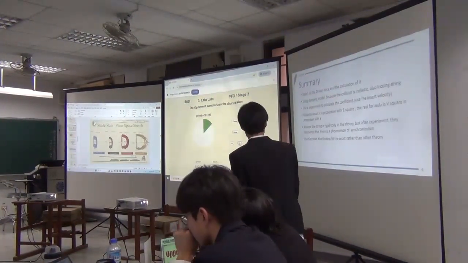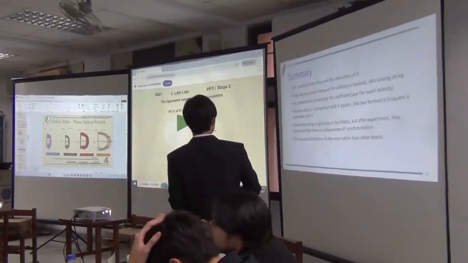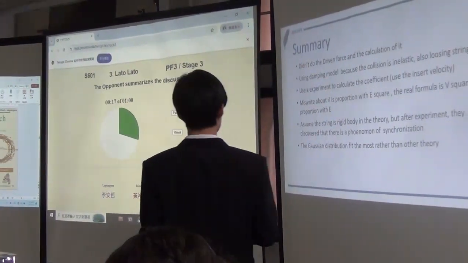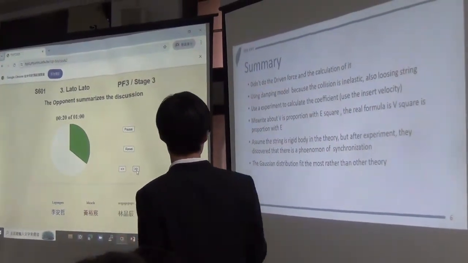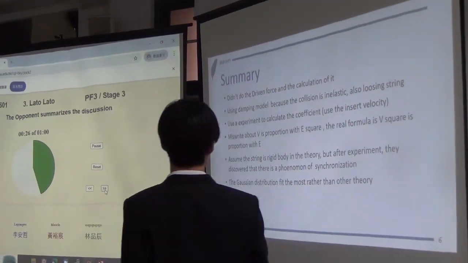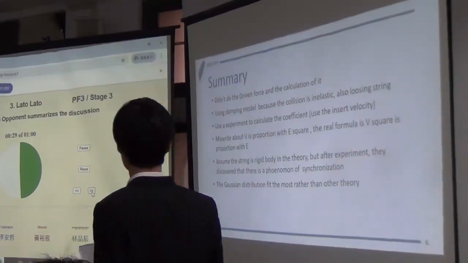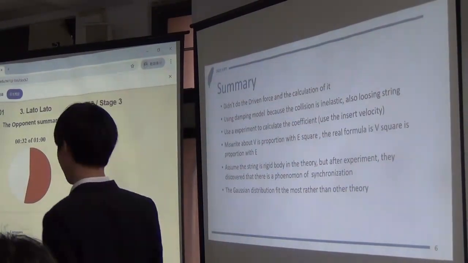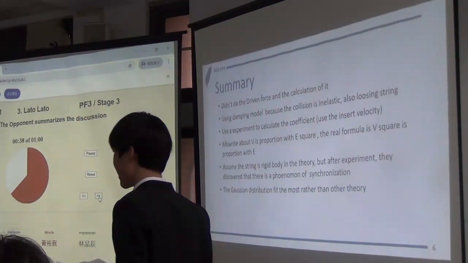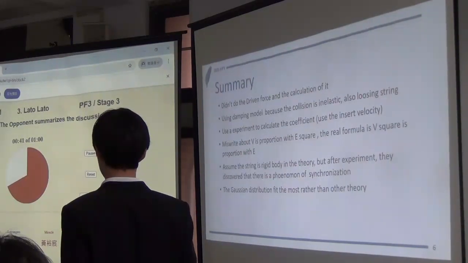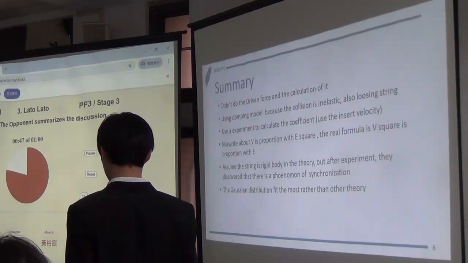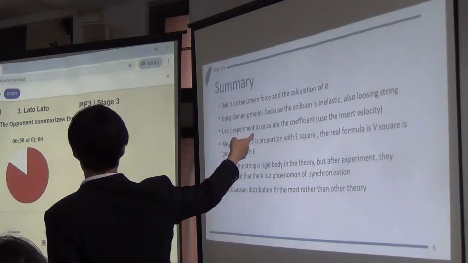I want to summarize the discussion. The first is that the opponent talked about the damping model, and the opponent says that they use the damping model because they have an elastic coefficient and also a losing string, so they use it to calculate it. And I think if they have a way to calculate the coefficient theoretically, it will be better. But I think it is good enough.